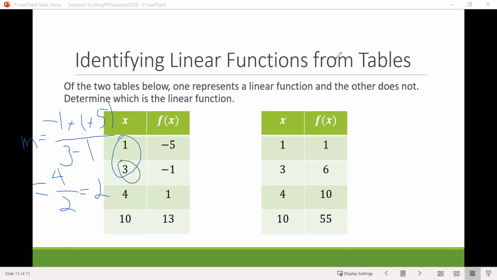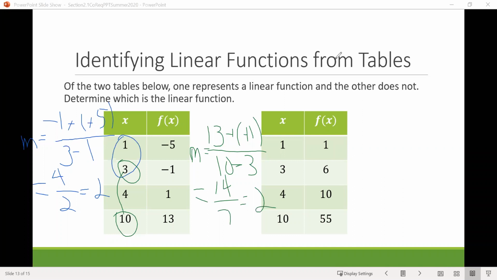Let's compare that to the average rate of change on the interval from 3 to 10. If we calculate our rate of change here, and I'm using m, I should be using rate of change, but it'll be all right. The difference in the outputs again, which is 13 minus -1, over the difference of the inputs, so 10 minus 3. 13 minus -1 gives us 14. 10 minus 3 gives us 7, so 14 over 7 is 2. So in both cases, we ended up with an average rate of change of 2. I would bet that if we looked over other intervals, we would get the same rate of change. So it looks like the one on the left may be the linear function.